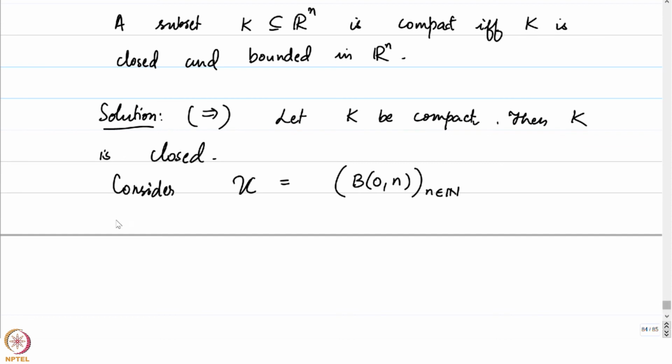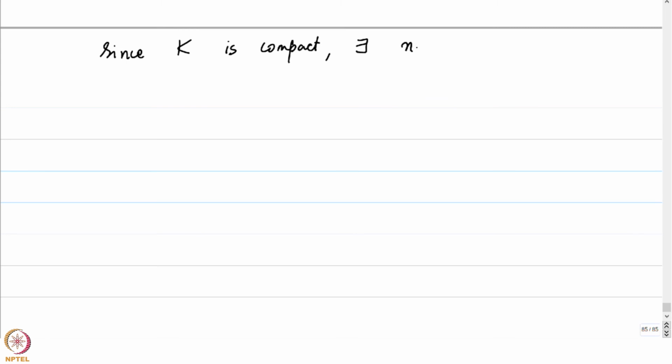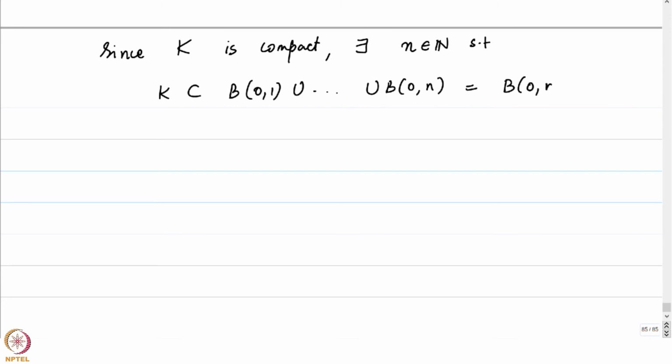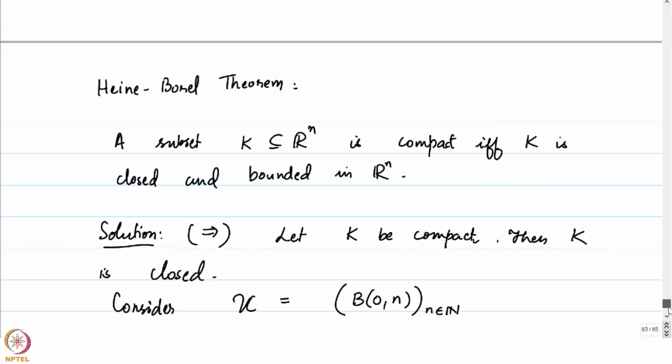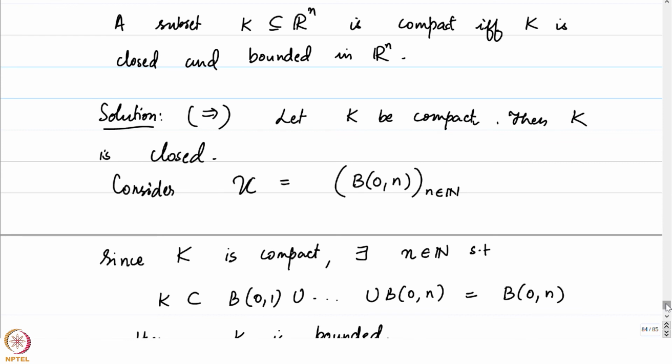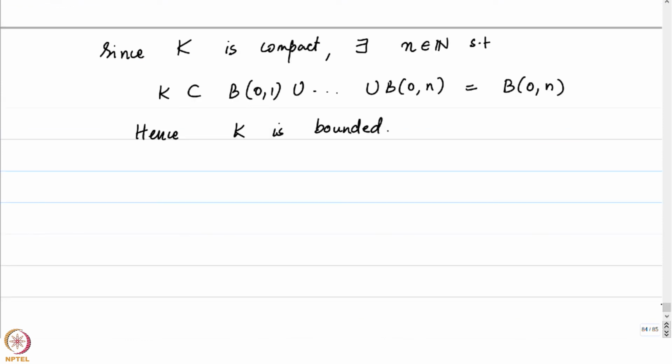But K is compact, right? Since K is compact, there exists n such that K is contained in B(0,1) union up to B(0,n), which is equal to B(0,n) itself. And this is precisely a reformulation of demanding that K is bounded. So if you notice, we very quickly proved that compactness immediately tells us that K is closed and that it is bounded.